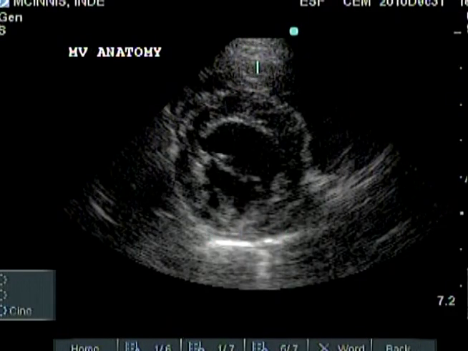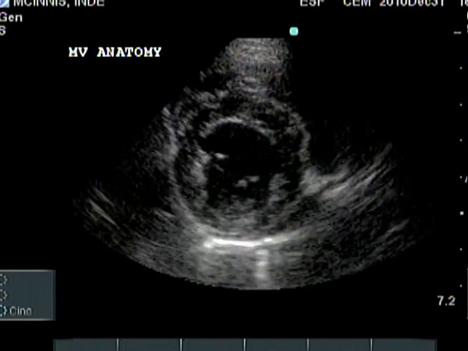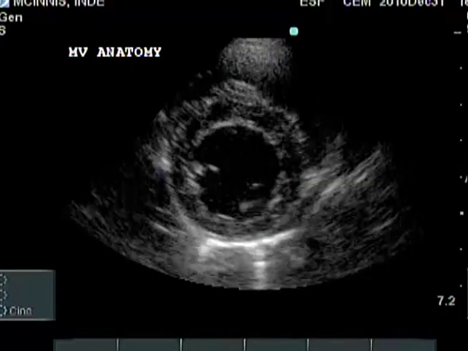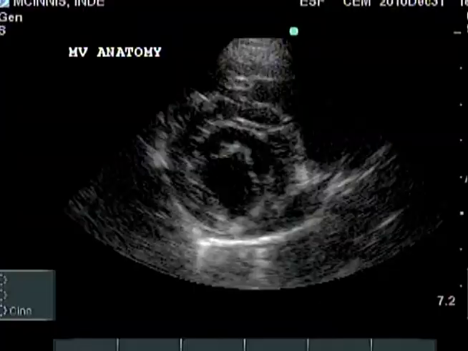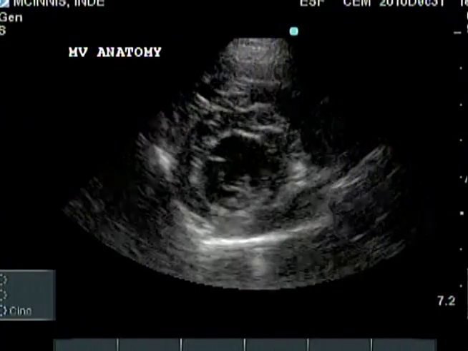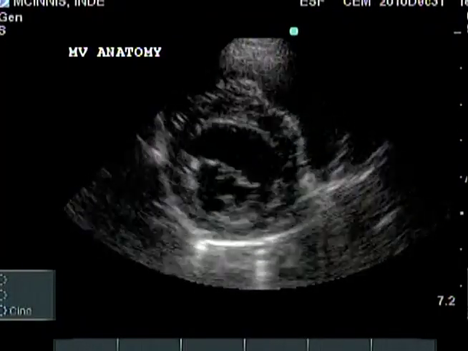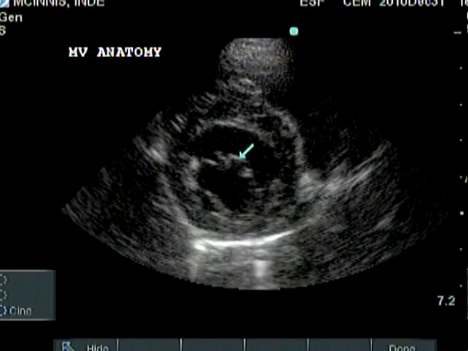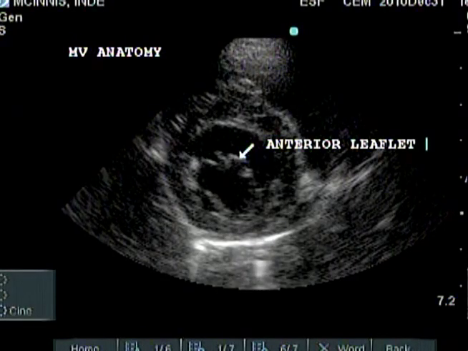This view is also known as the fish mouth view because the mitral leaflets in motion look like the opening and closing of a fish mouth. The anterior mitral valve leaflet is the one closest to the transducer. The posterior leaflet of the mitral valve is the one further from the transducer.